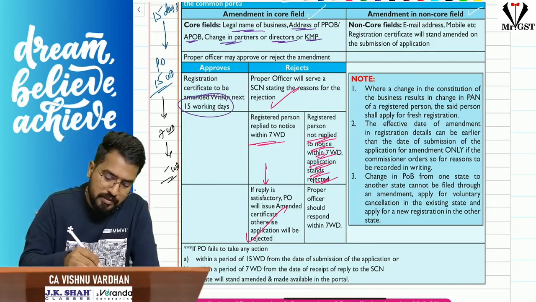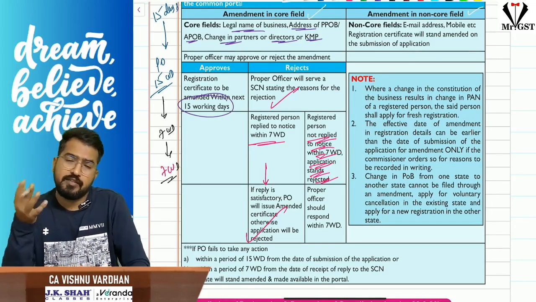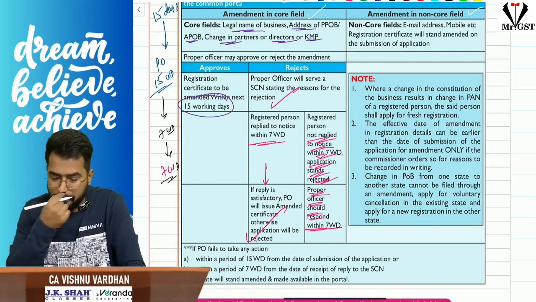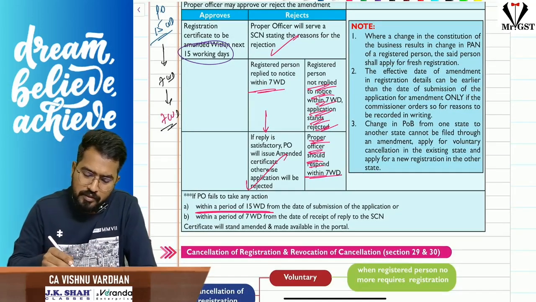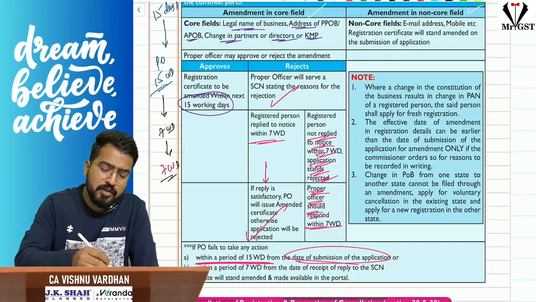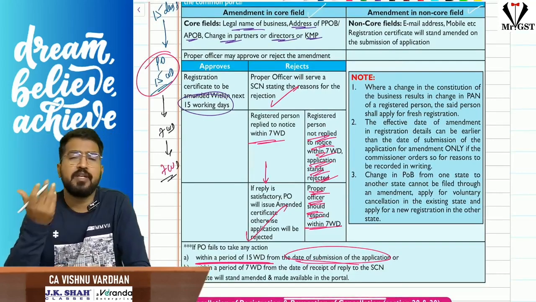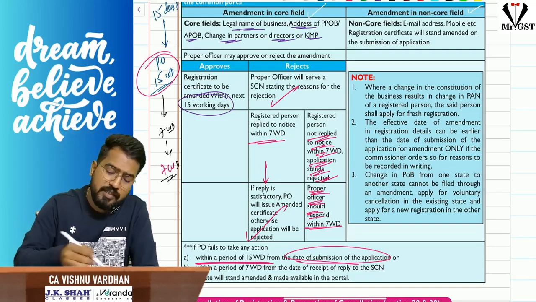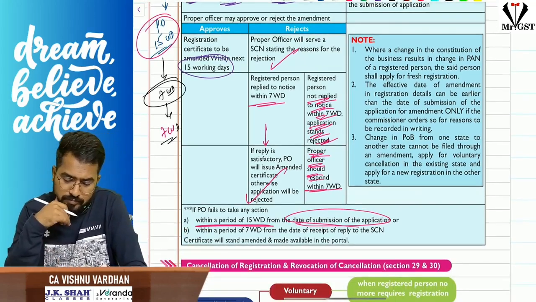Sorry, here, yes, this is 7 working days. You give the clarification within 7 working days. The proper officer also should process that within 7 working days. If the proper officer is not processing the application within 15 working days, if they are not doing their duty within the time limit given to them, then the application is deemed to be accepted. If you are not responding within the time limit given to you, then the application is deemed to be rejected.